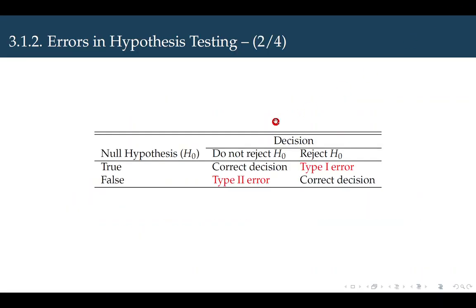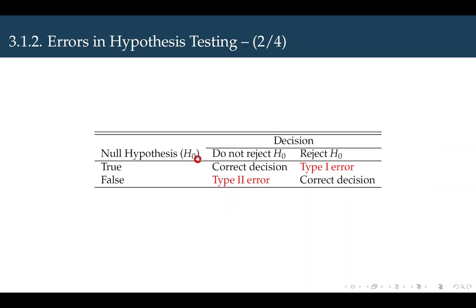So let's consider two considerations. One is the null hypothesis and the other our decision. Now, the null hypothesis may be actually true. If the null hypothesis is true, and if we do not reject this null hypothesis, then the decision is correct. But if the null hypothesis is true, and if we reject the null hypothesis, in that case, we are committing type 1 error. Rejecting H naught, where H naught is true.